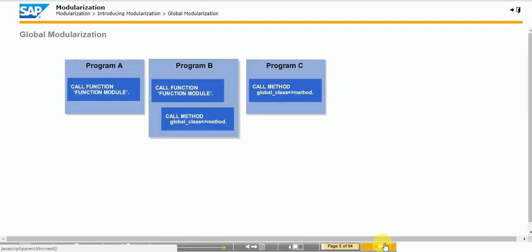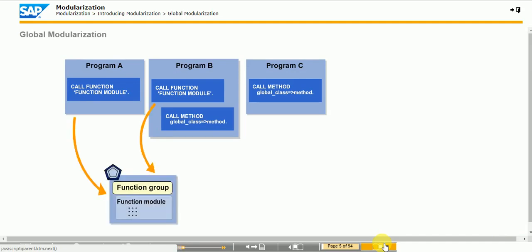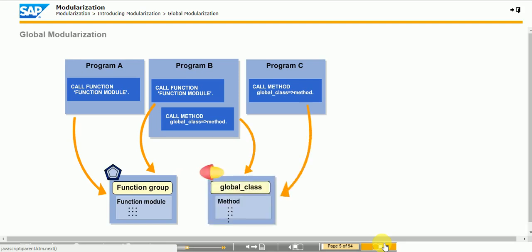The techniques for global modularization in the ABAP programming language are as follows. Function modules organized in function groups. Methods in global classes. Globally defined modularization units can be used by any number of programs at the same time. These modularization units are stored centrally in the repository and loaded when called into the context of the calling program.